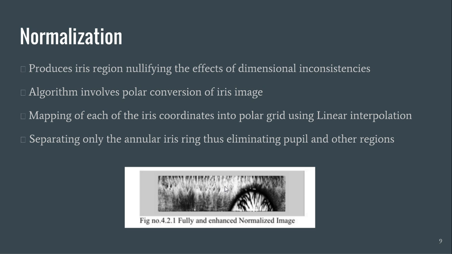Now the second category comes as normalization. It produces the iris region by nullifying the effects of dimensional inconsistency. It basically transforms your segmented part of the iris into a fixed dimension rectangular block. It involves converting your Cartesian coordinates to polar coordinates, mapping each of the iris coordinates into the polar grid using linear interpolation, separating only the annular iris ring, thus eliminating the pupil and other regions. Here is the image for normalization.